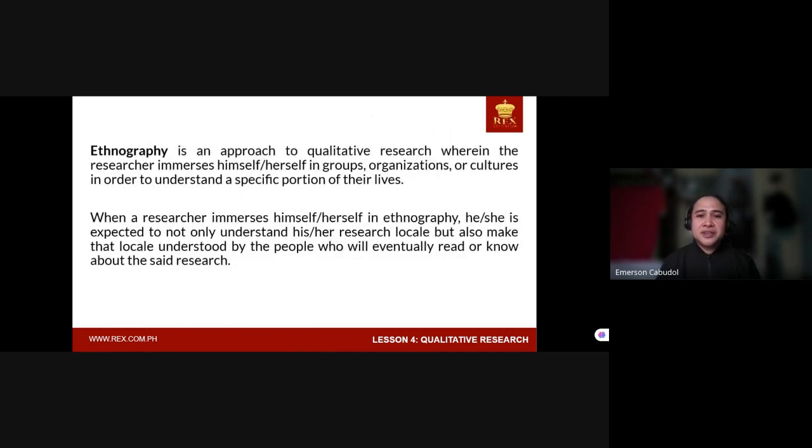Ethnography is a qualitative research approach where researchers immerse themselves in a particular group, organization, or culture to understand a specific aspect of their lives from an insider's perspective. The goal is to gain deep understanding of the group's behaviors, beliefs, and social structures within their natural context. Ethnographers not only seek to understand the group, but also to effectively communicate their insights to others.